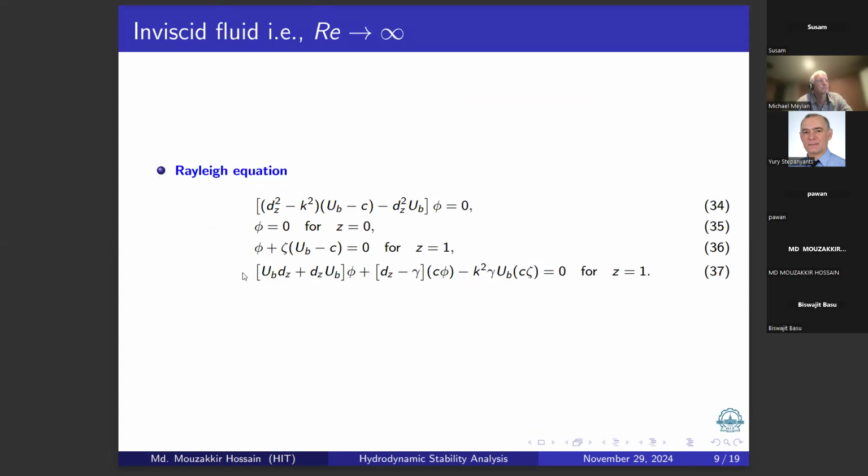Now for the inviscid case, the Reynolds number tends to infinity. That means the viscosity is negligible. That means this equation, which is given in 34 to 37, is a second order differential equation with the boundary conditions.